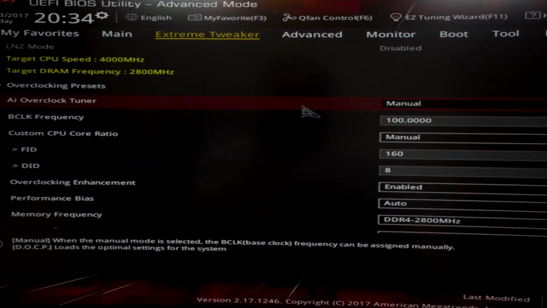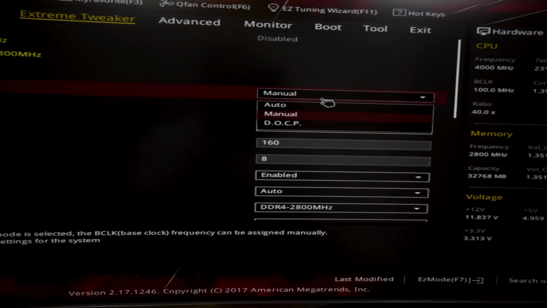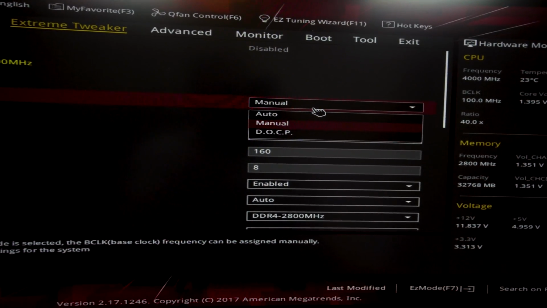And when you go into here, the overclock tuner is probably going to be set to auto. You have two other settings on this board. You have manual and you have DOCP.